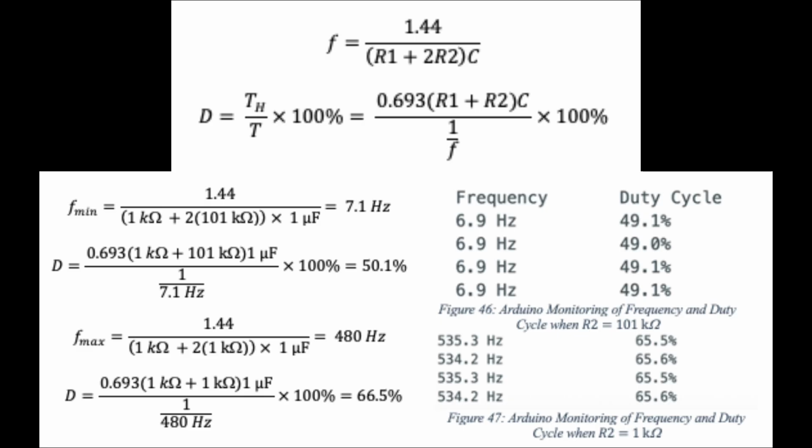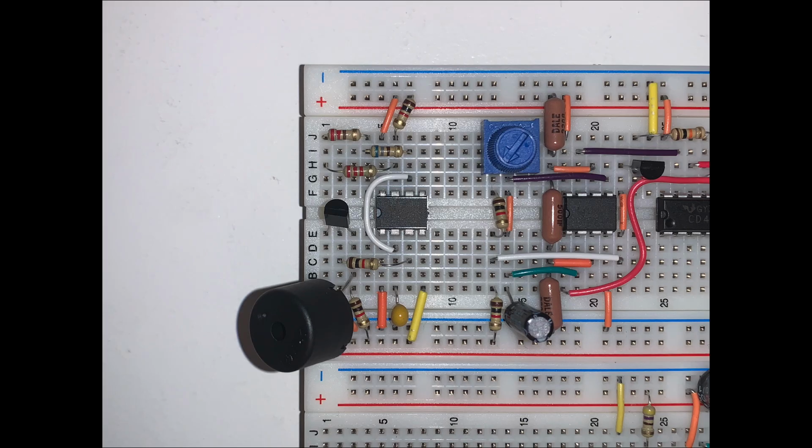At maximum potentiometer resistance, the frequency is 7.1 Hz, and the duty cycle is 50.1%. With no potentiometer resistance, the frequency rises to 480 Hz, and the duty cycle to 66.5%. These values are verified using the Arduino serial monitor.